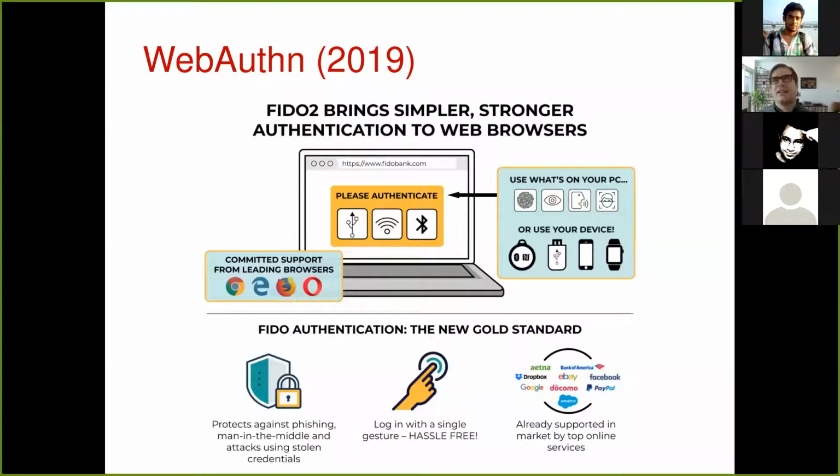WebAuthn is actually, I mentioned this in passing right at the beginning, the FIDO2 project is trying to make web authentication a lot better. How can we have passwordless web authentication? The WebAuthn project is awesome because it's basically using either your computer or phone or your device as an authenticator.